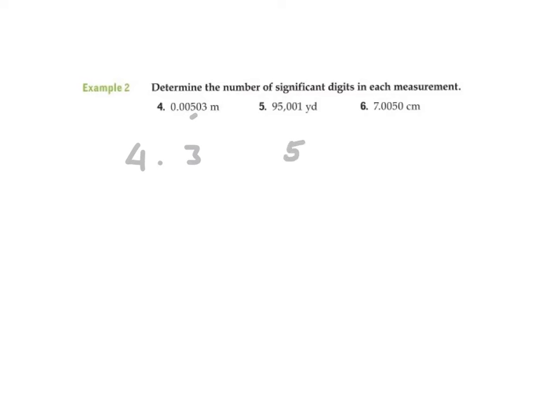Question number 5, you start at the first non-zero from the left. So the 9 is the first non-zero. Then you count every other number: the 9, the 5, the 2 zeros and a 1, so number 5 is 5. And same with number 6. We start from left to right, 7 starts it off, and the 0 after the 5 is the last one, so that's also 5.